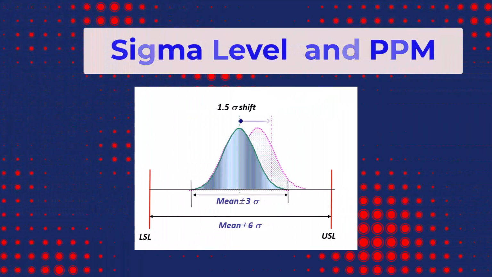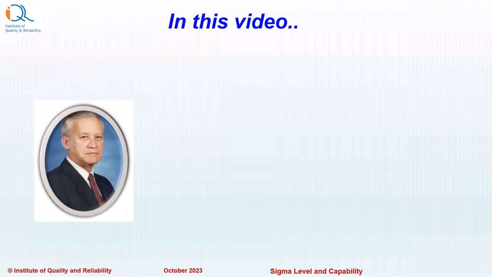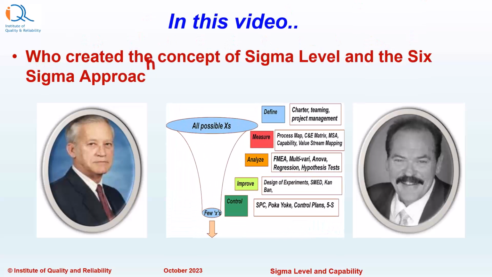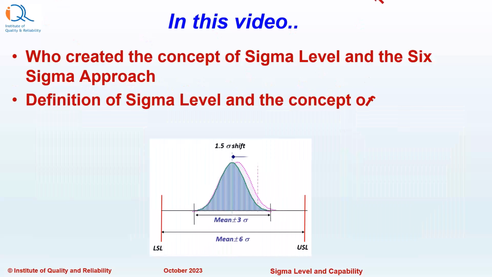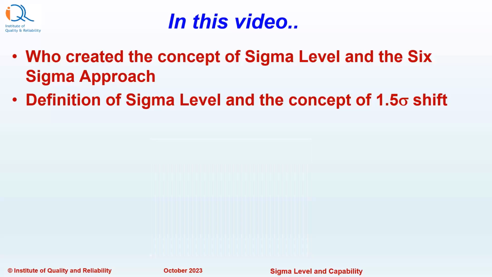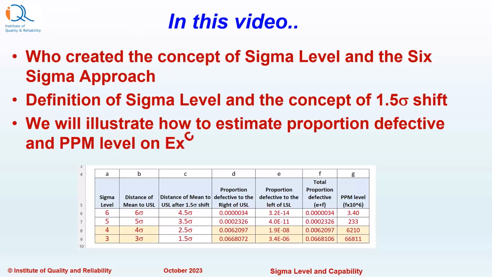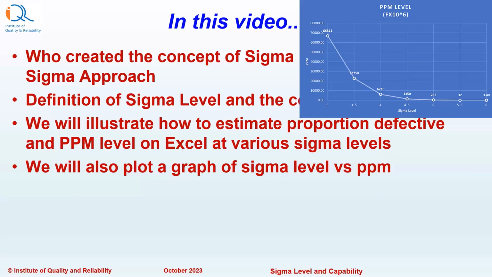Sigma level and PPM. In this video, we will explain who created the concept of Sigma level and a Six Sigma approach. Then we will discuss the definition of Sigma level and the concept of 1.5 Sigma shift as explained by Motorola. We will then illustrate how to estimate proportion defective and PPM level on Microsoft Excel at various Sigma levels. We will also plot a graph of Sigma level versus PPM.